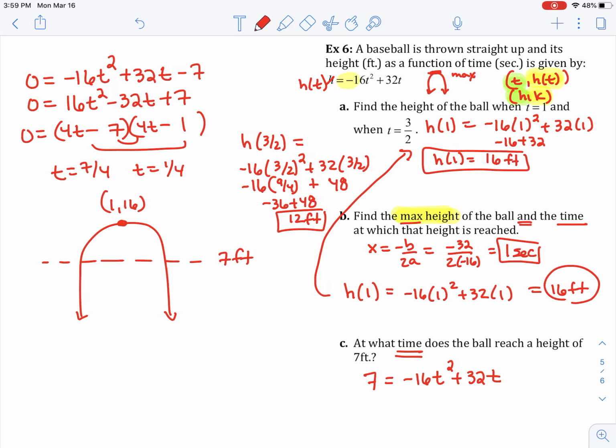And we want to know when the height was 7 feet. Well, we got 2 times. We got 1 time, which was 1/4 and 7. And then we got another time of 7/4 and 7, which means that the baseball hit a height of 7 feet on its way up after 1/4 of a second. And then it hit its maximum, and then it came back down and hit 7 feet again after 7/4 of a second, or 1 3/4 seconds. So I'm going to stop there and let you go back and redo number 5.